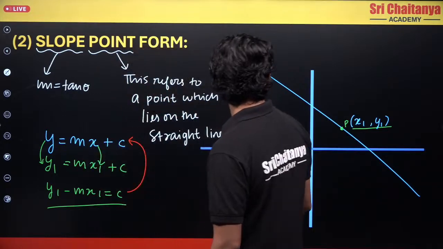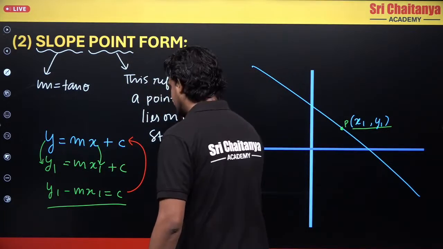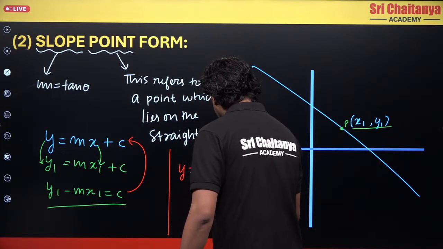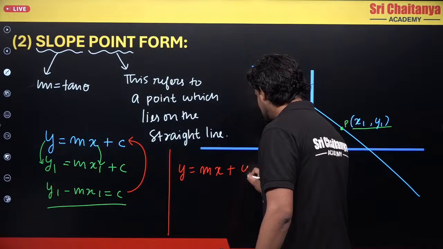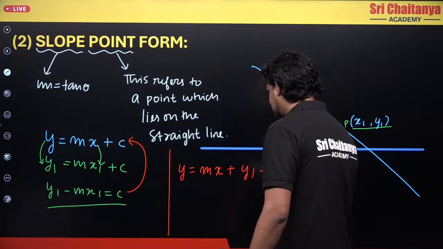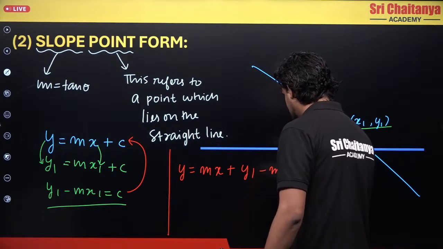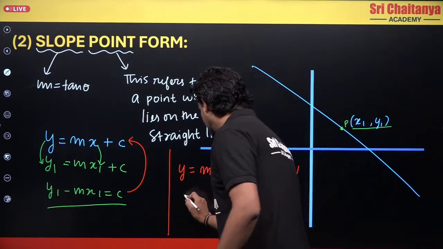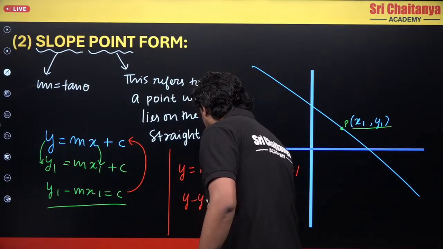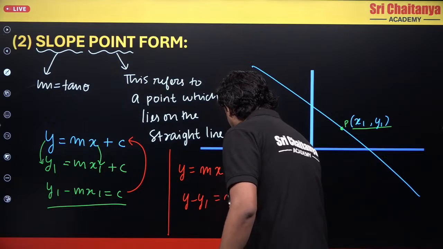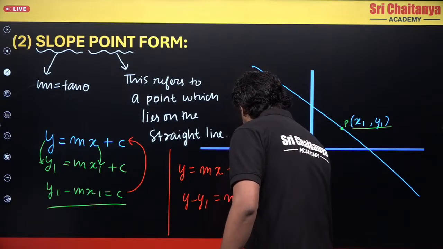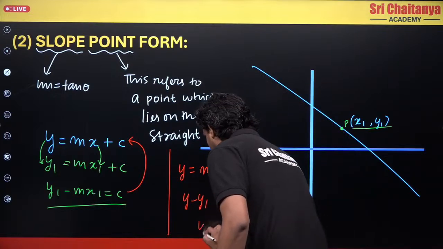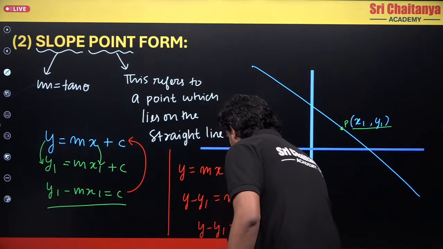Now I will substitute this value of c back here in this general equation. So what do I get here? I get y is equal to mx plus c, and c is y1 minus mx1, correct? So now let's take this y1 here. So what do I get? y minus y1 is equal to m times x minus x1.